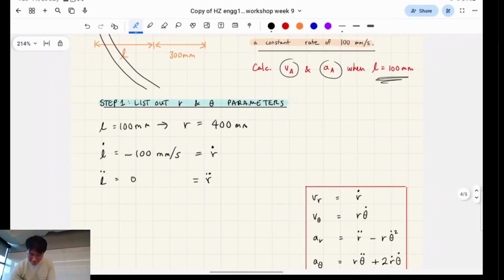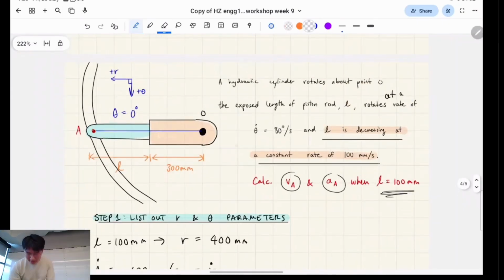Okay. Theta, right? Theta, it doesn't say in the question, but I've drawn it here. Theta is at angle 0. We've considered that flat as 0 degrees, sure.